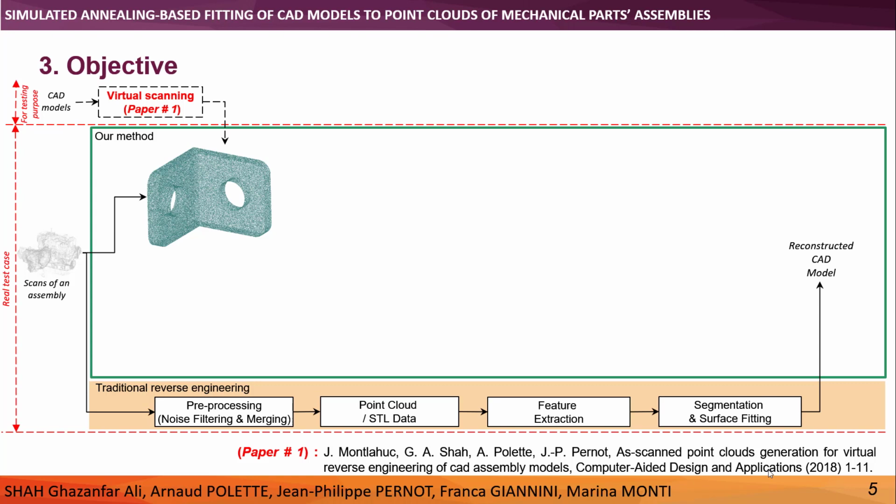The end product of this virtual scanning is a point cloud as if it is coming from a laser scanner. So we can tune this virtual scanning with the given laser scanner by playing with the parameters of this process of virtual scanning. Actually, we have already published a paper on virtual scanning in which we can generate a point cloud as if it is coming from a real laser scanner.